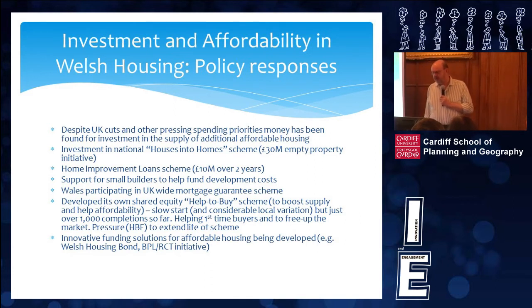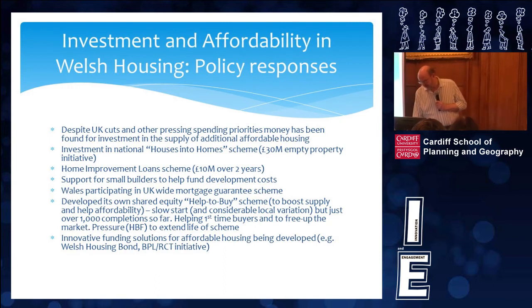Leslie Griffiths, the current minister, also announced this week extra money for home improvement loan schemes to try and invest in improving the quality of some of the older housing stock. We've had support from the Welsh Government for small builders to help them to fund development. And we've had our own Help to Buy scheme, as well as participating in the UK-wide mortgage guarantee scheme. And again, the evidence from the Welsh Help to Buy scheme is that it is primarily reaching first-time buyers. Something like 70%, I think, of the properties are being bought by first-time buyers. It is helping to free up the market, and there is pressure to extend the life of that scheme.